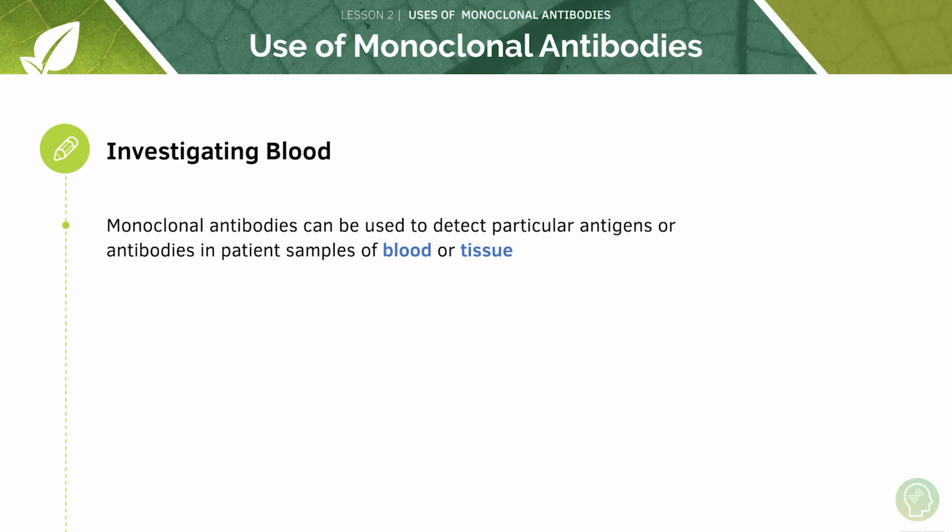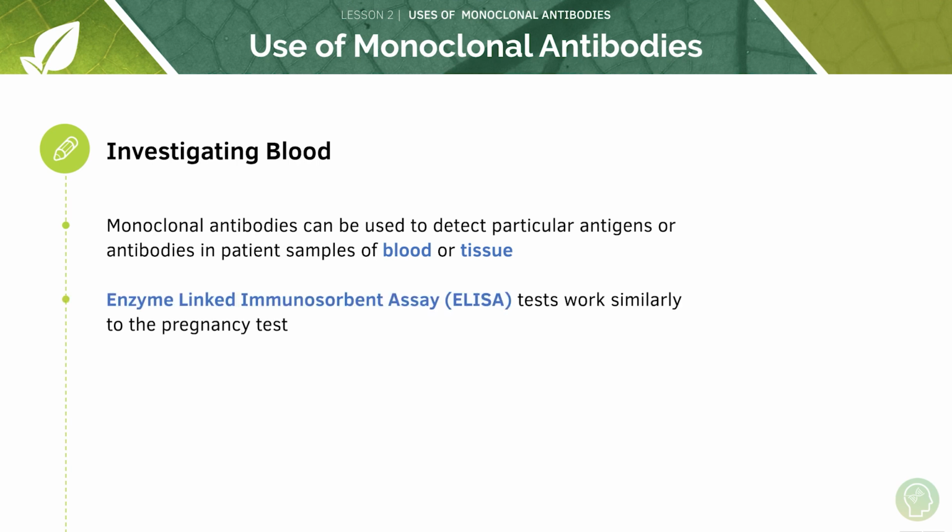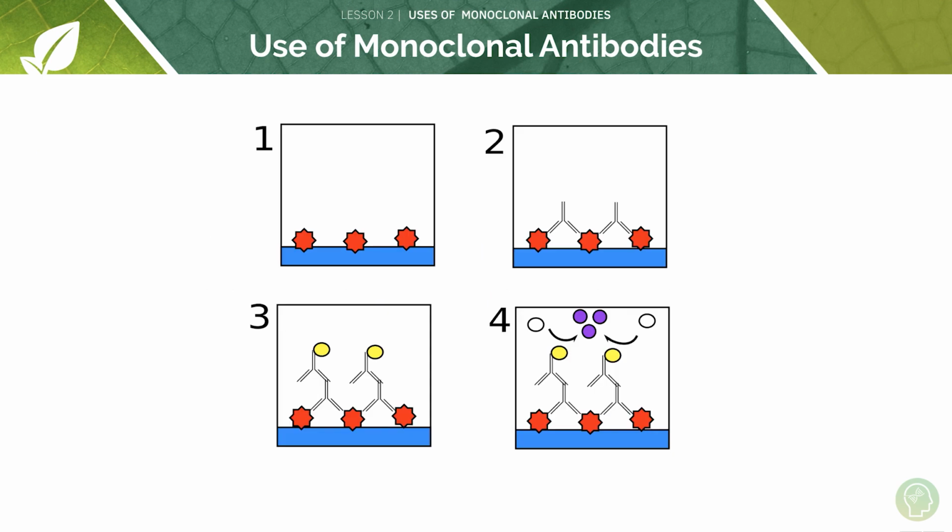Now, as well as using monoclonal antibodies in pregnancy tests, we can also use them in investigating blood, to detect whether particular antigens or antibodies in patients' samples are present or not. And these are known as enzyme-linked immunosorbent assays, or ELISAs, and they work in a very similar way to the pregnancy test because they use monoclonal antibodies that bind to the antigen present that we want to detect, and this leads to a subsequent colour change reaction due to an enzyme. So let's just look at this in a diagrammatic form.